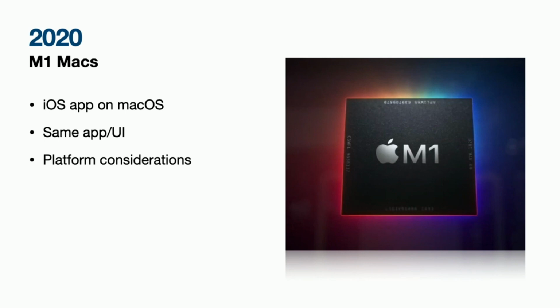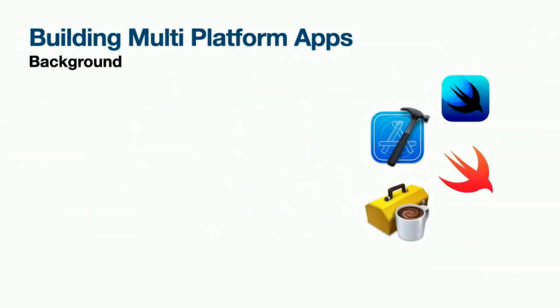And like I said with the Mac Catalyst stuff, you do have to take some platform considerations into account if you're using any hardware that doesn't exist on the Mac. But we're finally at the step that there's no architectural differences. So if you're using any type of ARM-based libraries, it works on the Mac just fine. So that brings us to today, building multi-platform apps.